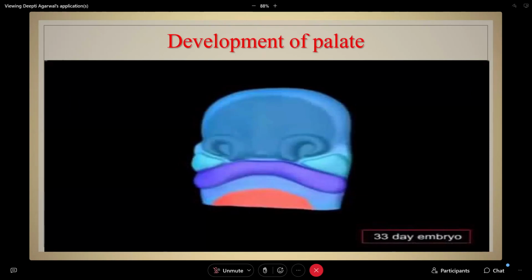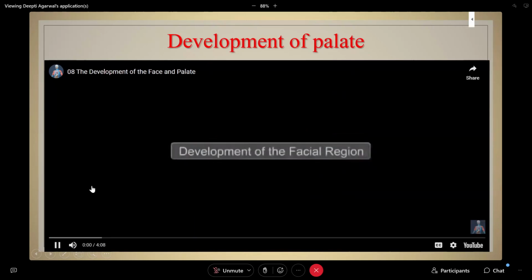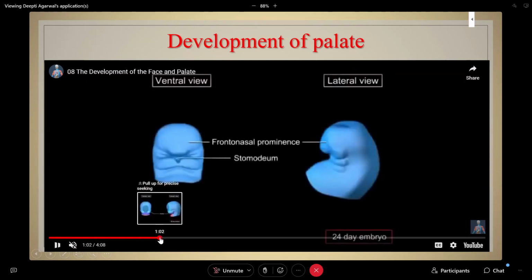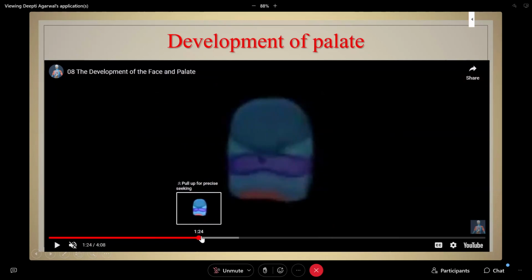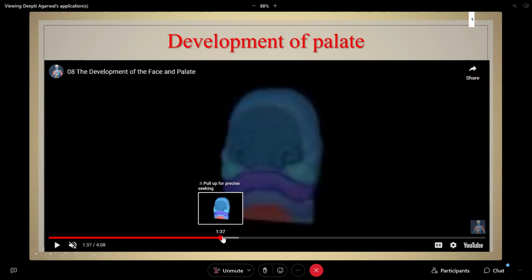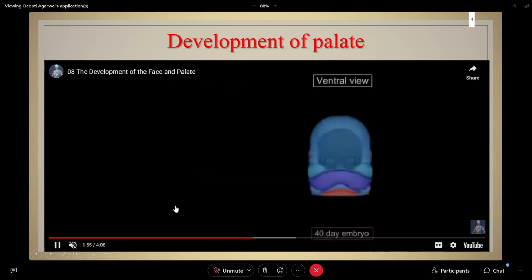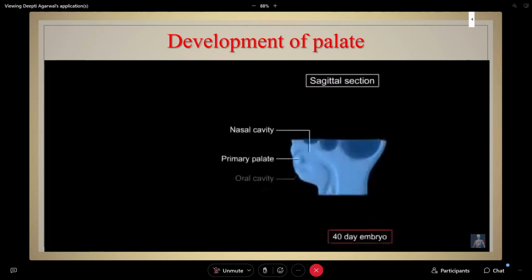Now I'll show a small video which will explain this development of the palate better. As in the previous video, which focused on development of the face only, this also has, I'll focus on the development of the palate part. It does not have voice. So just focus on it, it has a coronal section and a lateral section.